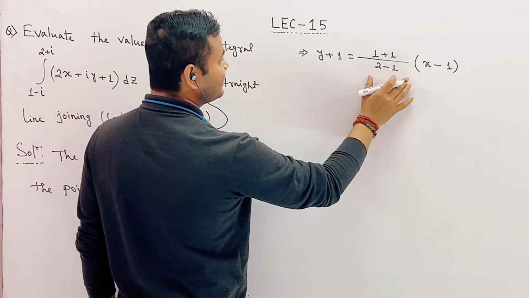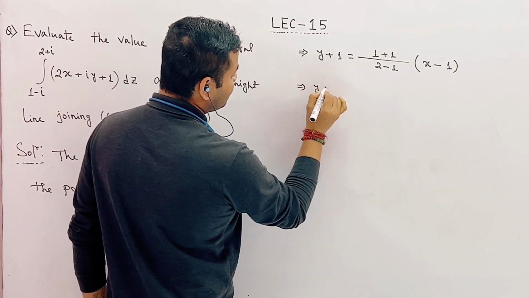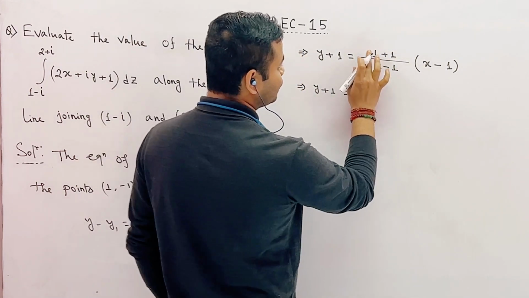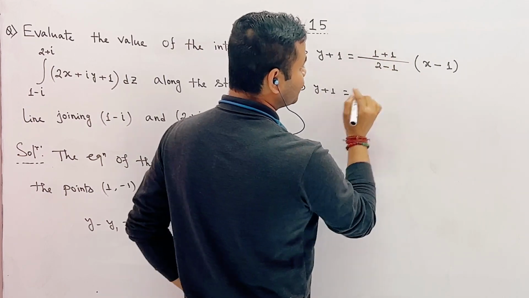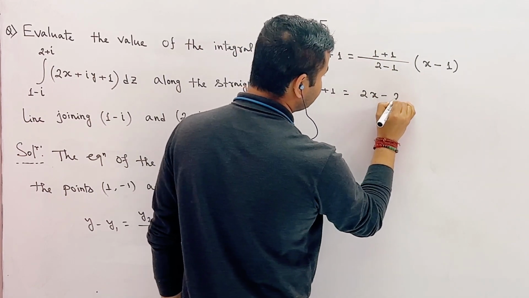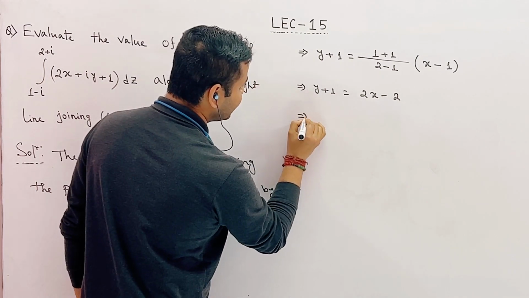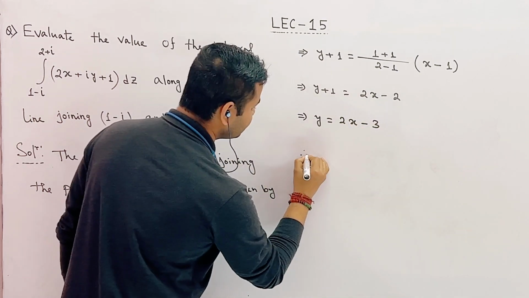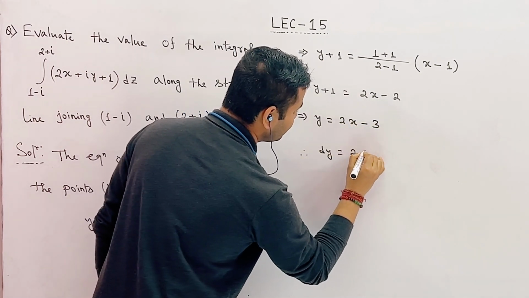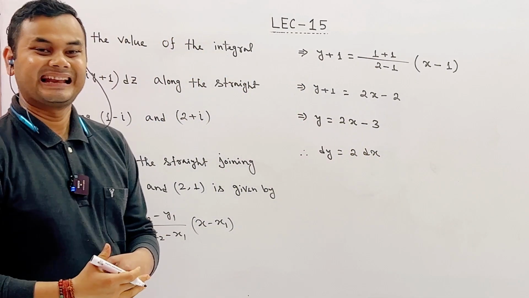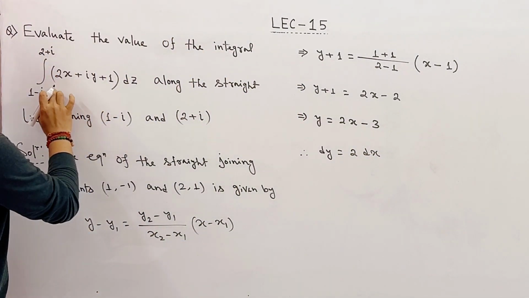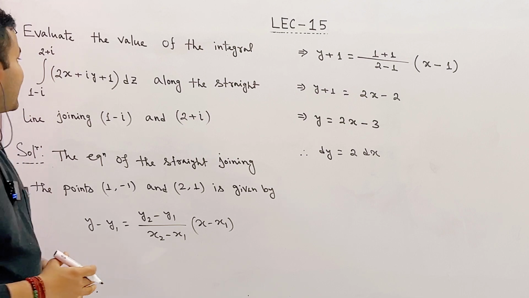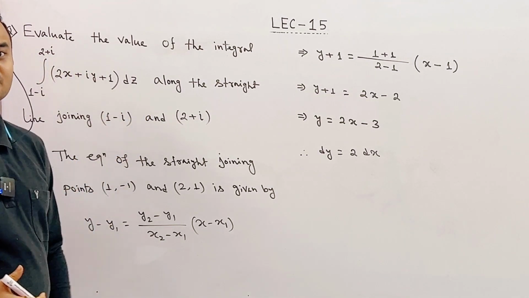Now, let us simplify this part. y plus 1 is equal to 1 plus 1, 2, 2 minus 1, 1. So, 2 divided by 1, 2. So, twice x minus 2. After simplifying, we will get y is equal to twice x minus 3. So, therefore, dy is equal to 2 into dx. Students, next our target is to express this part either in terms of x or in terms of y only. For simplicity, I am going to express this part in terms of x only.